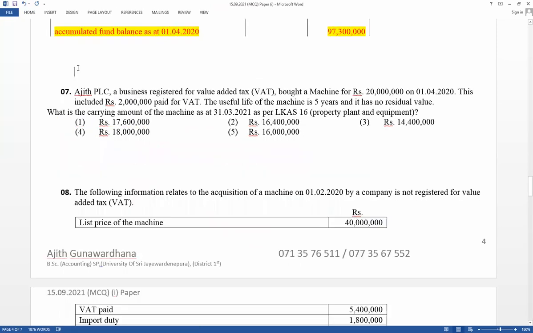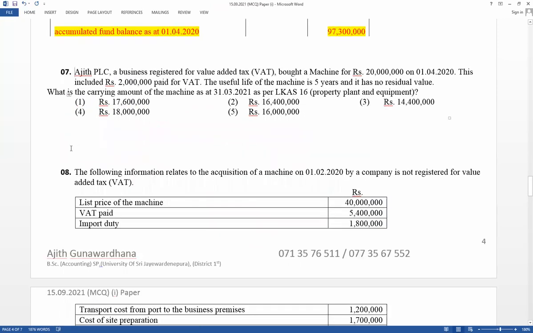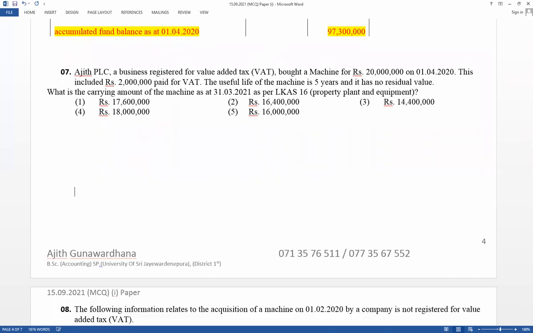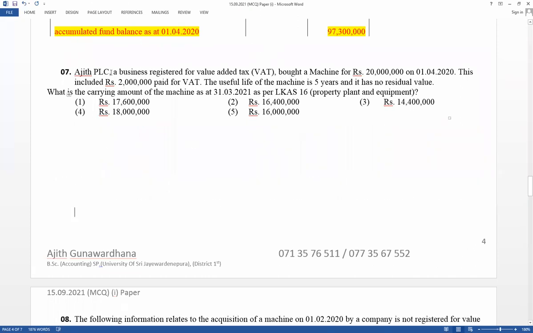Question number 7, relevant for property, plant and equipment. And it is given that the business is registered for value added tax.